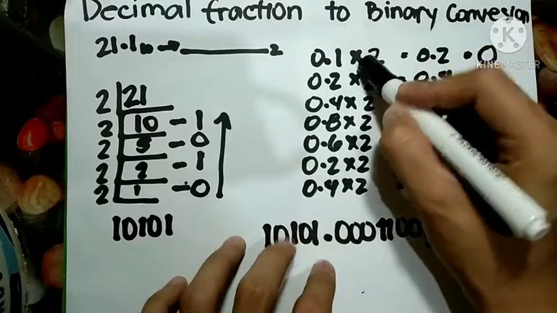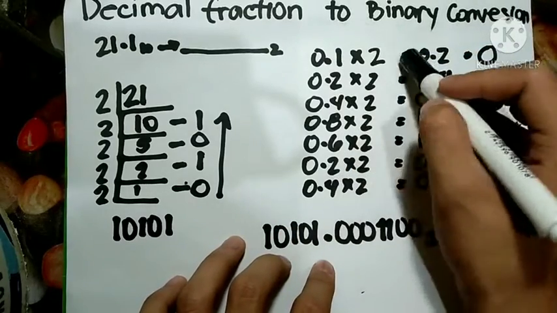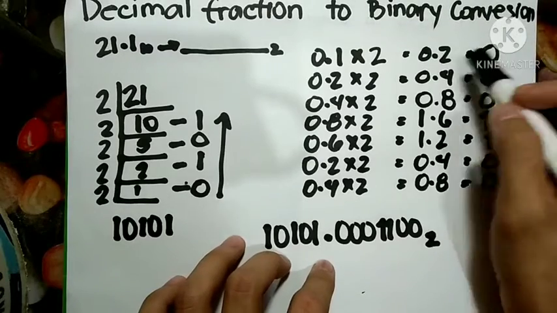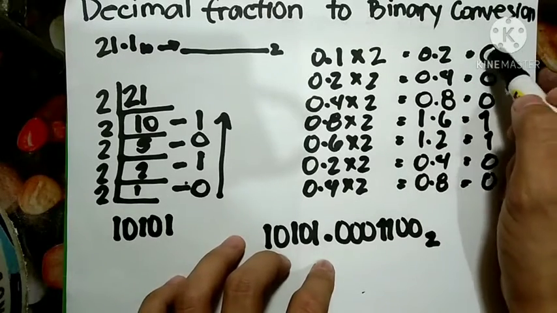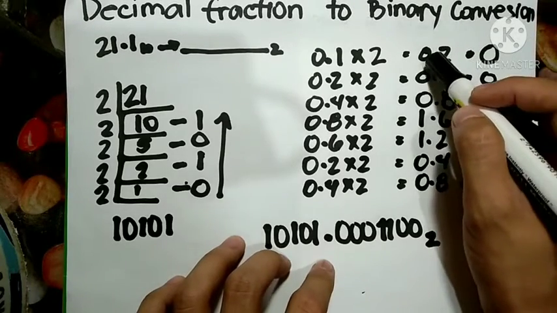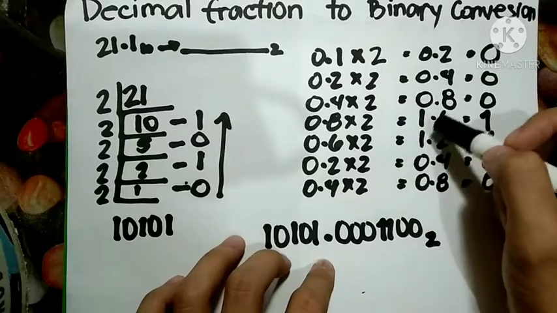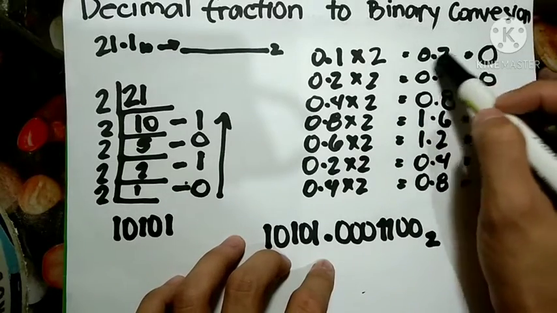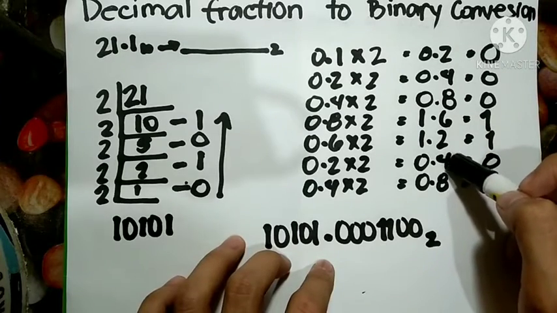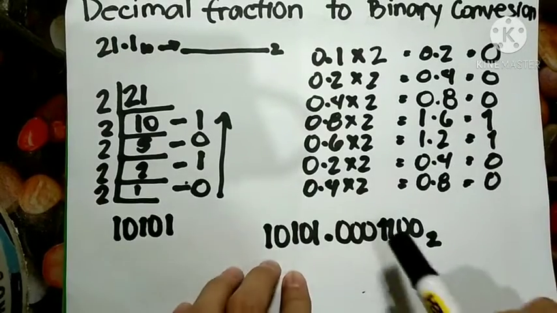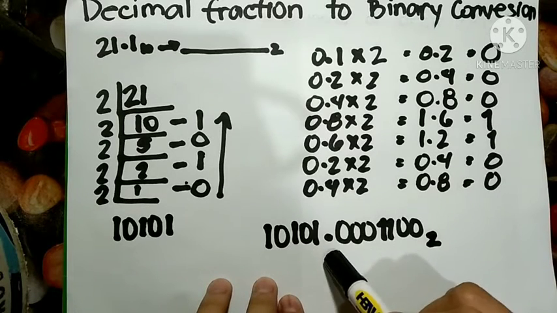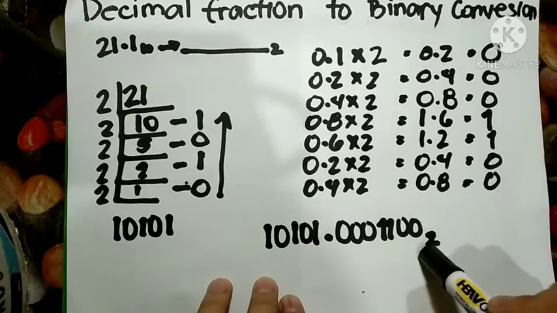So we multiply it by 2. Then 0.1 times 2 is equal to 0.2. And we wrote the whole number of the answer, and we find it is 0. Then let's do the same process until we got the answer 0 here. And we notice that the pattern repeated. So our final answer is 10101.0001100.